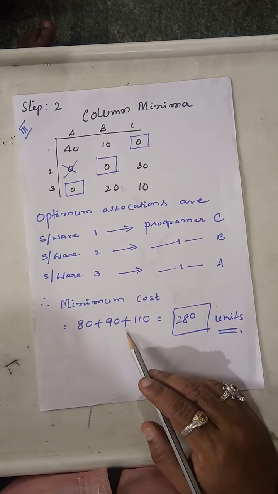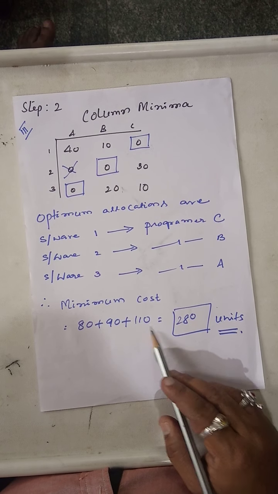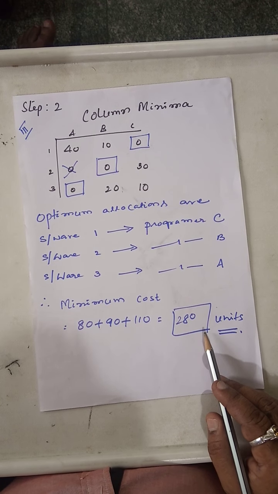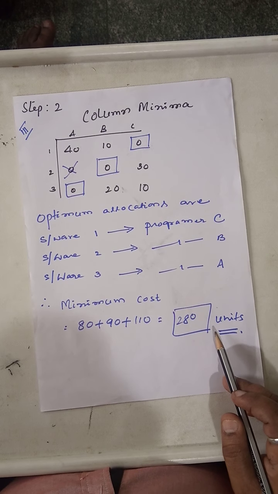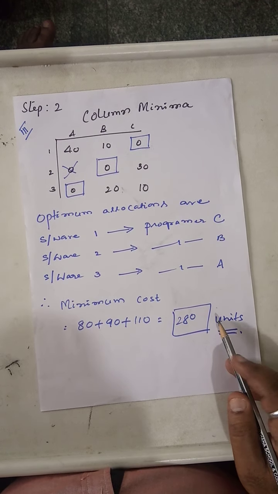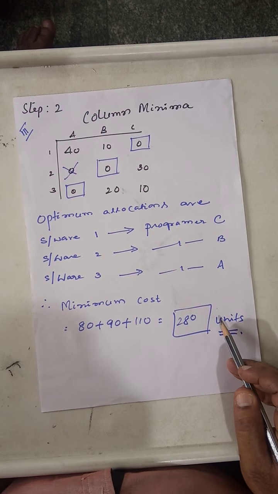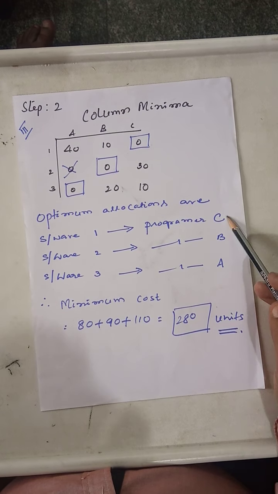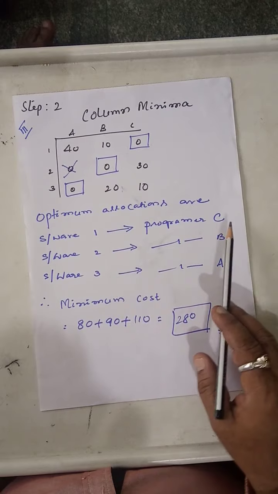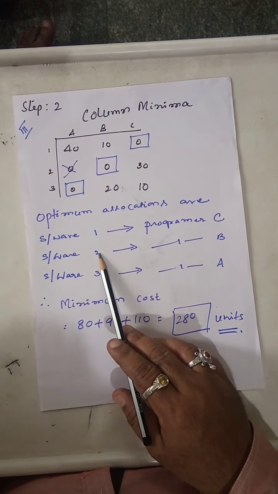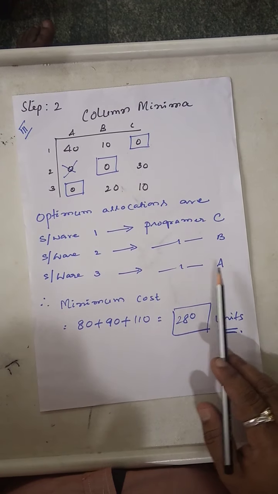It is 80 plus 90 plus 110. The total is 280 rupees. The minimum cost is 280. This is the cost minimization by using the Hungarian method. And this is your optimization schedule. 1 is allocated to C, 2 is allocated to B, and 3 is allocated to A.